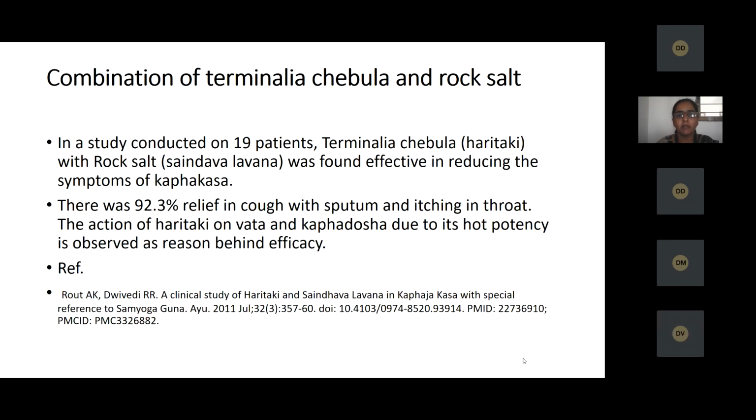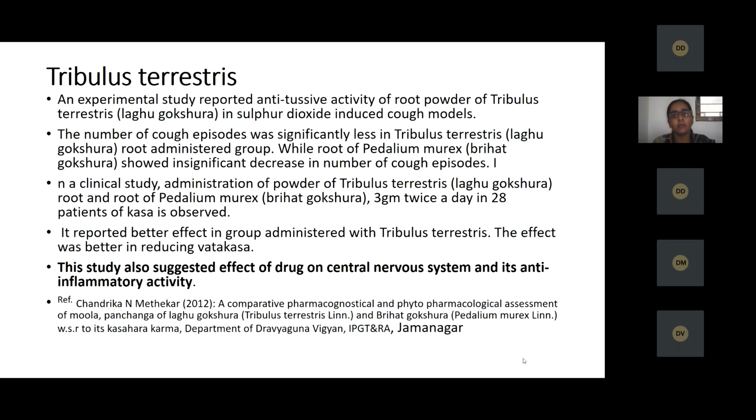The action of Haritaki on Vata and Kapha dosha, due to its ushna guna, is observed as the reason behind this efficacy also. And the main thing is Haritaki is doing the Vatanulomana action, which can give results in Kasa also. Another study of the Laghu Gokshura, an experimental study, reported anti-tussive activity of root powder of Tribulus terrestris, that is Laghu Gokshura, in sulfur dioxide induced cough model.